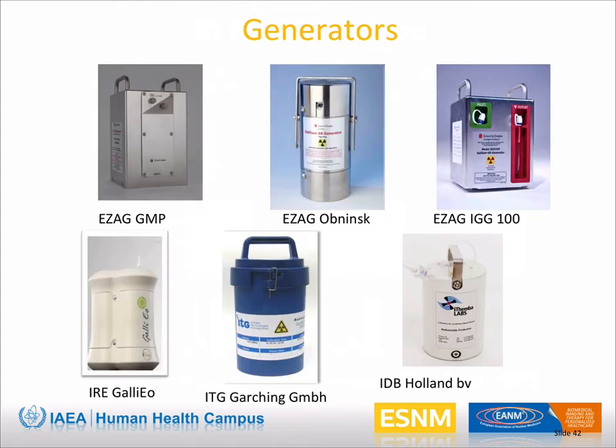Here is just an overview of different germanium-68 gallium generators, and they look pretty much the same. Some are square, some are circular, and all of them are eluted with hydrochloric acid, and normally it's 0.1 molar hydrochloric acid.